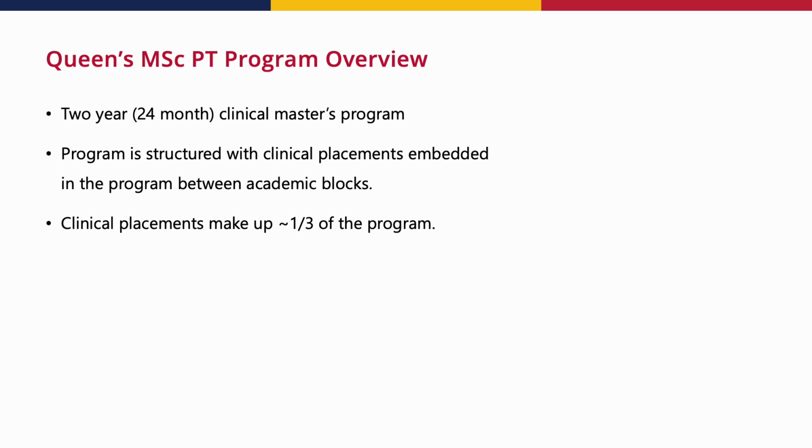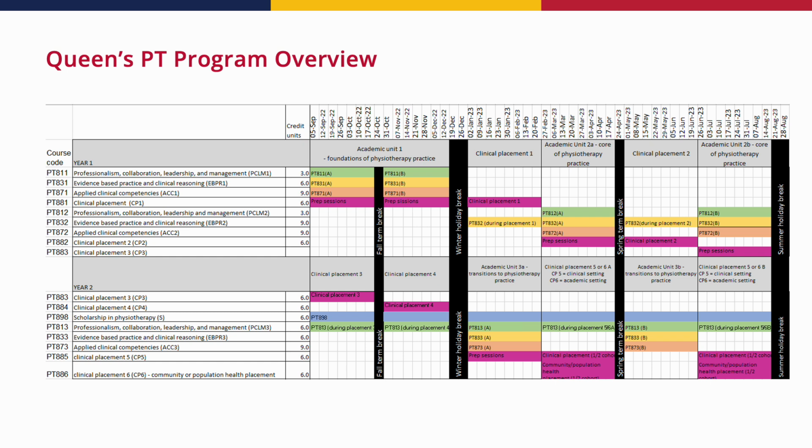The Queen's PT program is structured over 2 years, and what you'll see on this slide is that there are a series of courses that repeat with increasing complexity over the 2-year program. And also everything that you see in pink is connected to a clinical placement. So we have pre-placement preparation sessions followed by a clinical placement block. The students return to their academics and complete more pre-placement preparation followed by a clinical placement block. And it continues like that over the 2 years of the program.